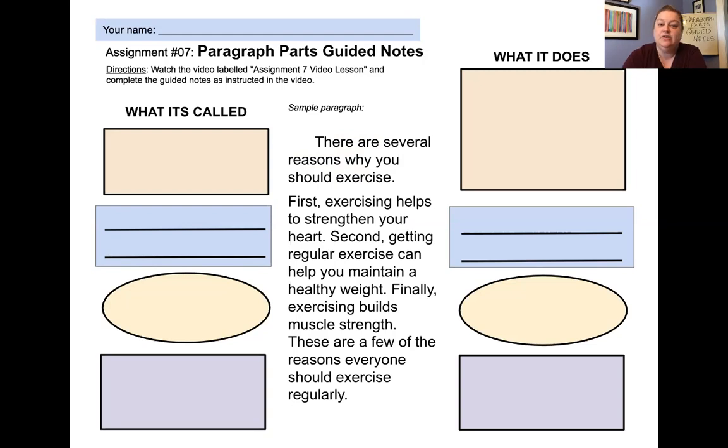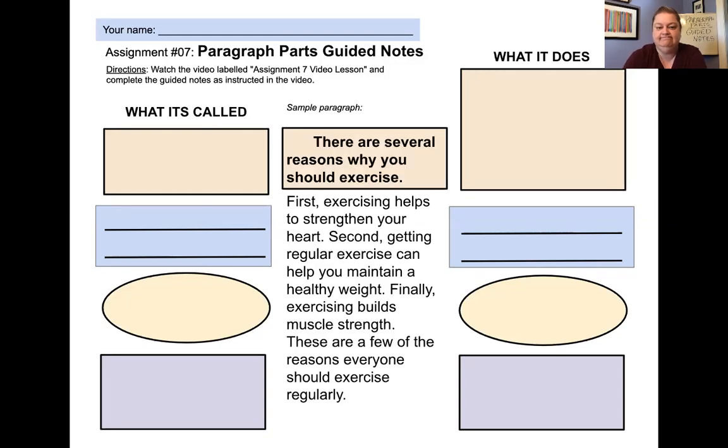Okay, so here's the first thing you need to do with your notes. I want you to highlight this first sentence. There are several reasons why you should exercise. Okay, if you're doing it on paper, highlight it. If you are doing it on Schoology, you're going to highlight just like I showed you and make it that orange color, okay, so it matches the boxes on either side. So think for a second, what is this sentence called in a body paragraph? Do you remember?